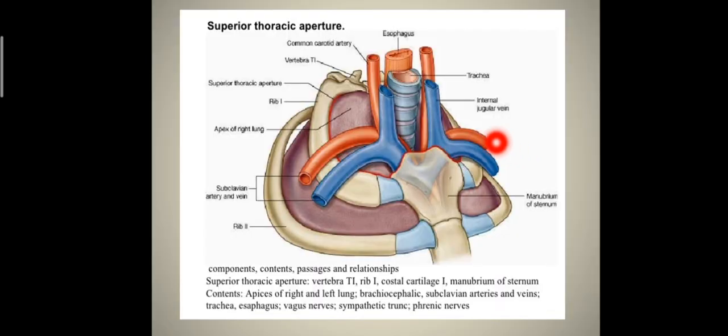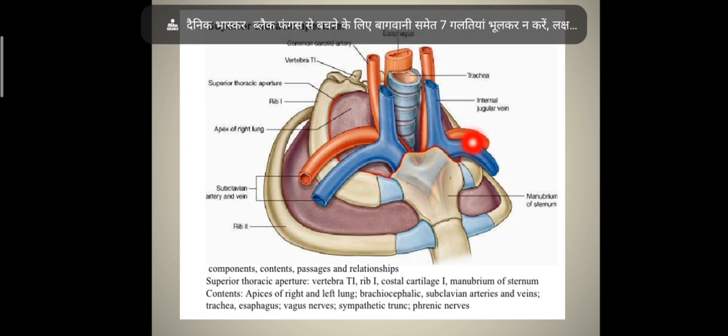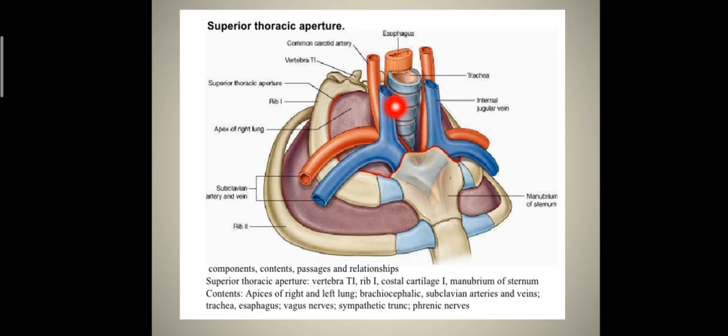Here also, this one is the subclavian vein and this one is the subclavian artery. So the subclavian artery and subclavian vein are related to the superior surface of the suprapleural membrane, and inferiorly it is related to the apex of the lung. Here is the suprapleural membrane and here is also the suprapleural membrane. In between the two is the gap through which the vital structures enter into the thorax from the neck.